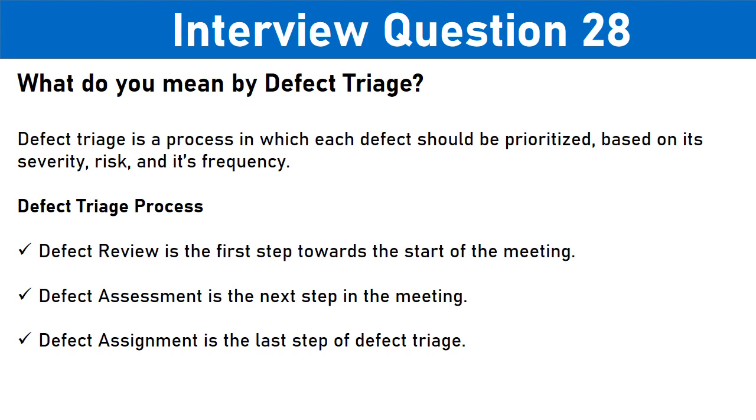Defect review is the first step towards the start of the meeting. All the bugs present are counted and identified. Defect assessment is the next step in the meeting. All the bugs are reviewed and categorized.